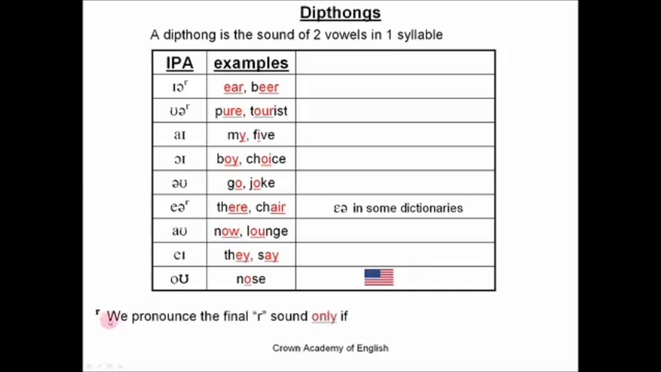And again, the same rule. The little R here, here, and here. For these three sounds, again, we only pronounce the final R sound if the next word starts with a vowel. And this is only in British English. In American English, they always pronounce the final R sound.